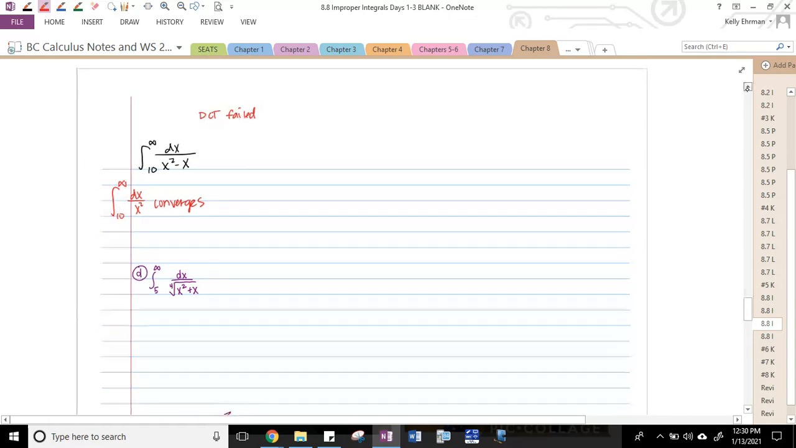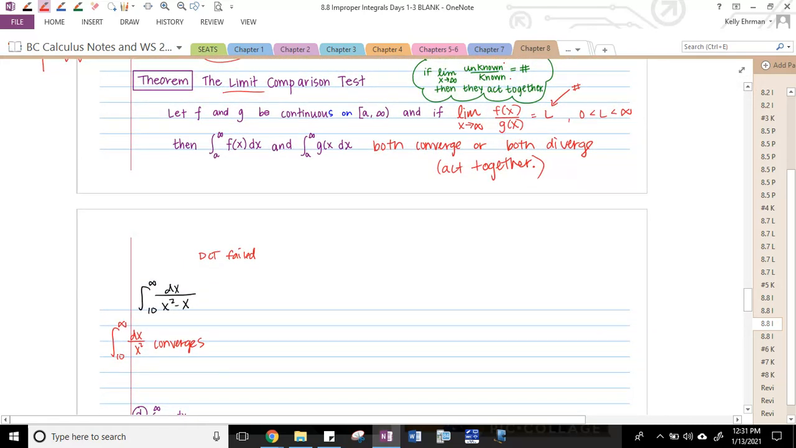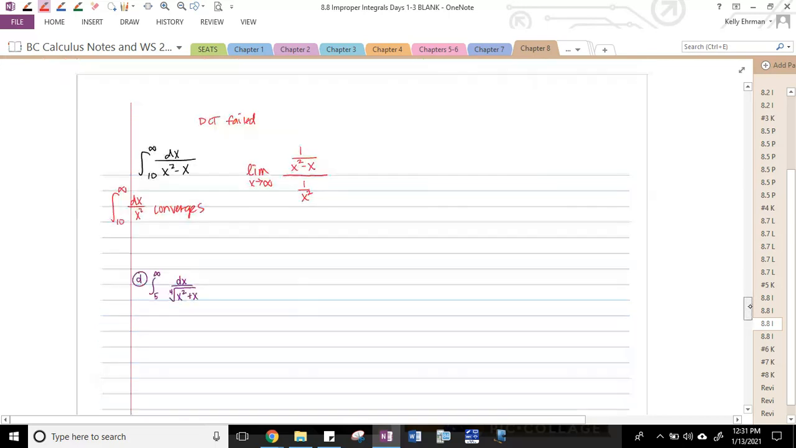So we're told limit comparison test. Let me get this back up here. We're told to take the limit as x approaches infinity of our unknown over our known. So I'm going to get the dx out of there. So our 1 over x squared minus x, we're taking these out of the integral for a minute, because notice there's no integral in this expression here. 1 over x squared minus x over the known function, 1 over x squared. I want to take the limit as x approaches infinity of that. And do I get a number?